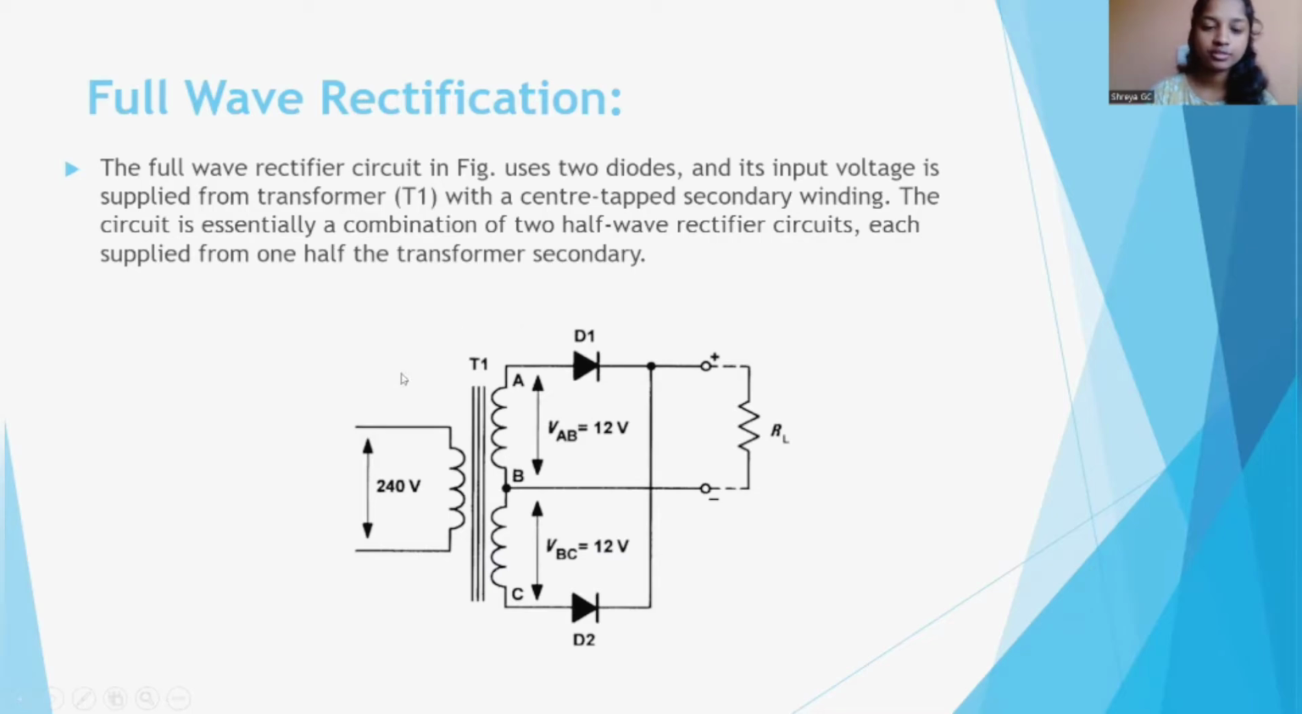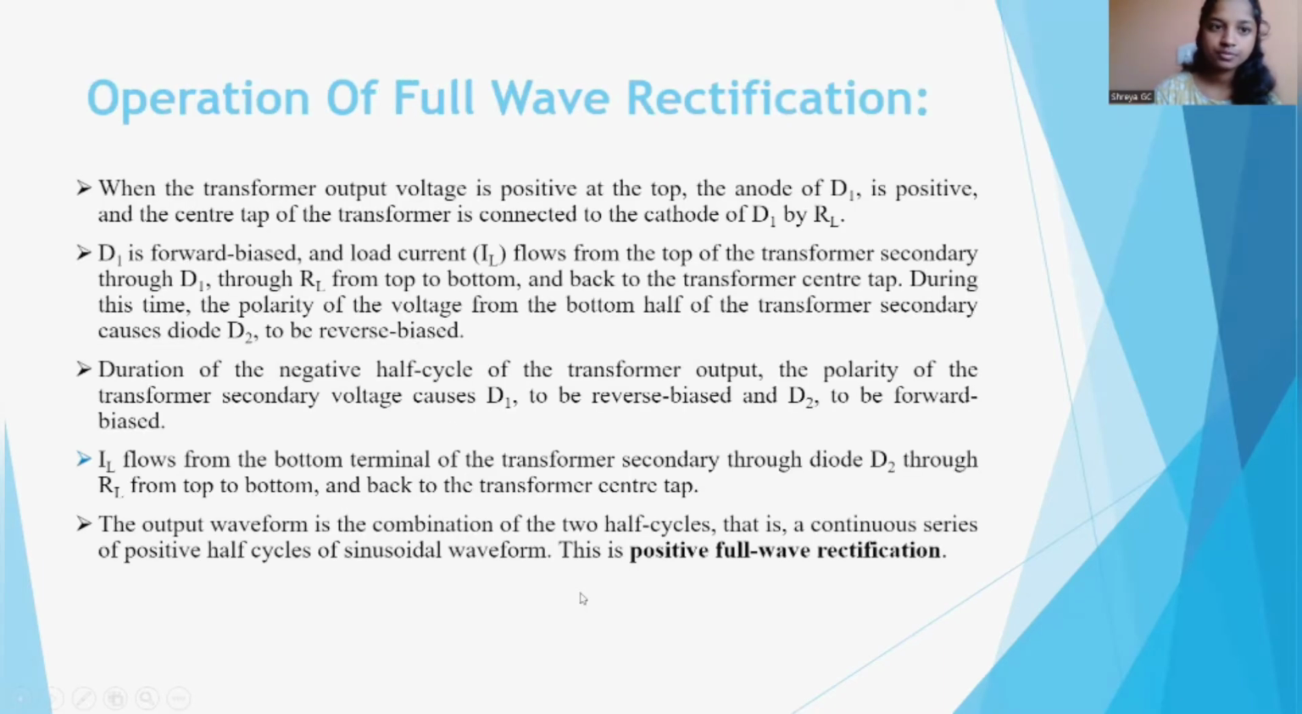Here, in this figure, you can observe that transformer T1 is present and the diode D1 is present at positive and the second diode D2 is present at negative. Here the load current is present. This is one half cycle, this is another half cycle. They both combine together and form full wave rectification.